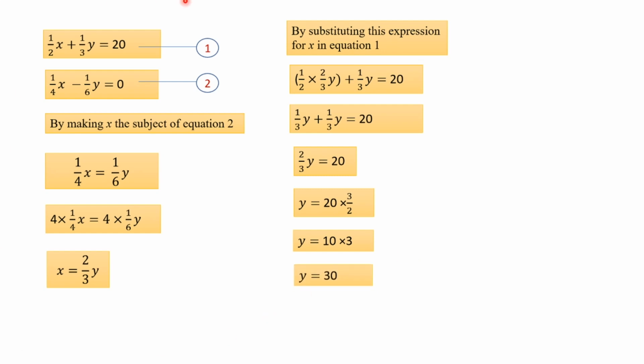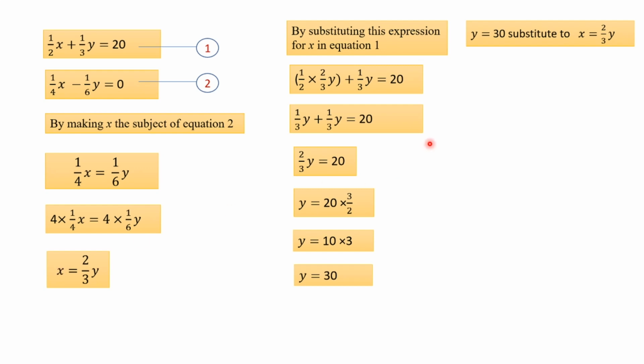This is the thing you have to learn in grade 11. In grade 11 they give simultaneous equations with fractions. So what are you supposed to do? You have to figure out which one is the easiest one to make the subject. Then substitute that value into the other equation. This is called the substitution method. If you have to find y, you have to find x also. Otherwise your marks will be lost.